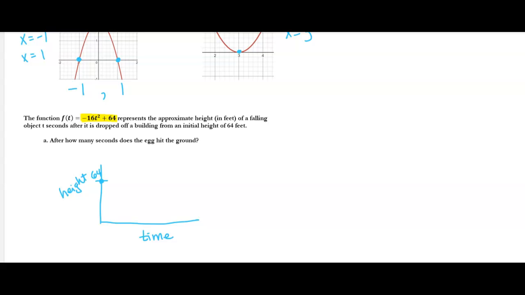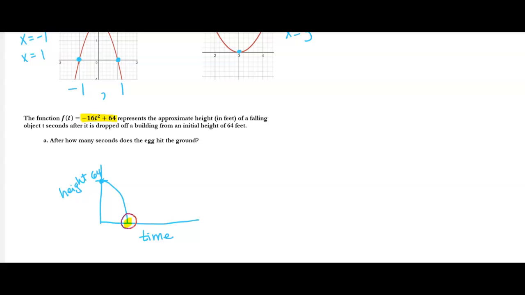Now what happens is it goes up, and then it goes down, or it's just, well, it says that it's just dropped, so it's just dropping down. That's what happens. So that's at the vertex, that's at the high point. So the question is, how many seconds until it hits the ground? Right here, this is the height of 0. That's where it's going to hit the ground. We need to find that.